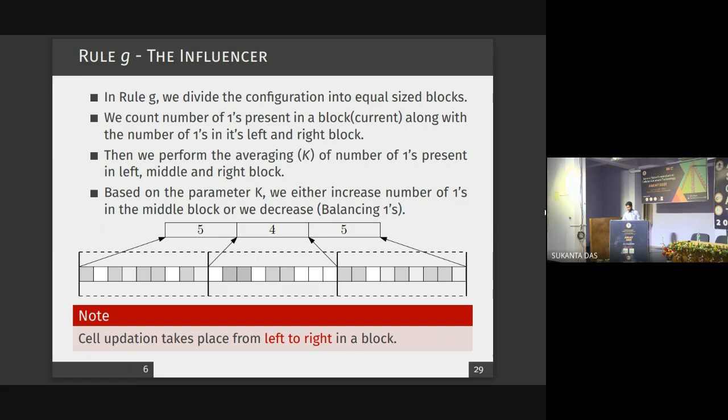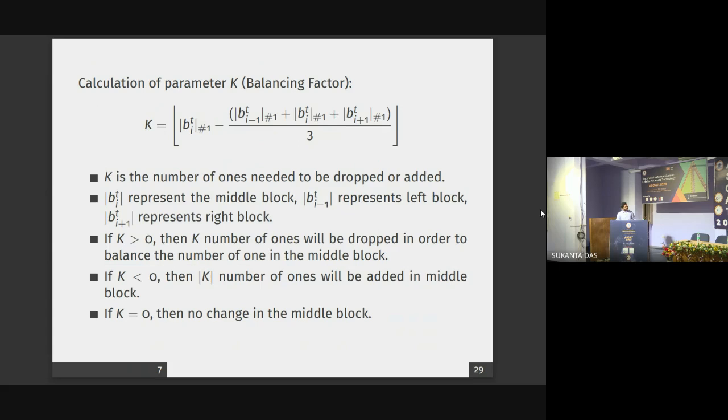Here we are using a balancing parameter called K, which means how many ones should be increased or reduced in that particular block. I calculate the average of the number of ones in all the blocks, then subtract the number of ones in the middle block. If the value of K is greater than 0, then I reduce some number of ones from that middle block. If the value of K is less than 0, then I add some number of ones and increase the density of ones. And if the value of K is equal to 0, there will be no changes in the configuration.